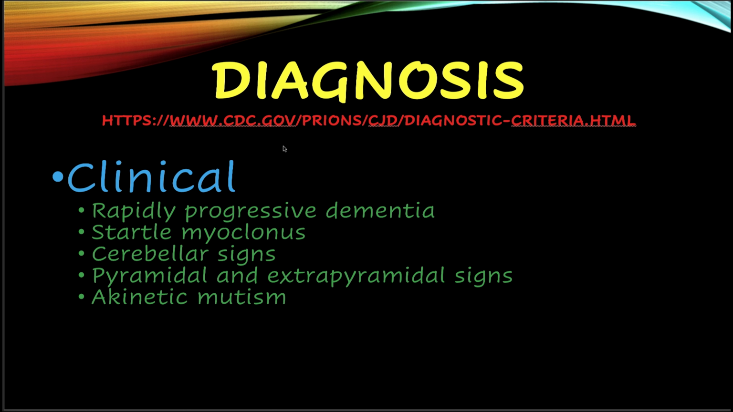Clinically, patients present with a rapidly progressive dementia. They have startled myoclonus, so if you make a loud sound, they seem to jump in the room. They have prominent cerebellar signs, so cerebellar ataxia, cerebellar issues with regards to walking. Some patients may present with pyramidal and extrapyramidal signs such as Parkinsonism, and in later stages, patients can have akinetic mutism, meaning they get stiff, rigid, and nonverbal.